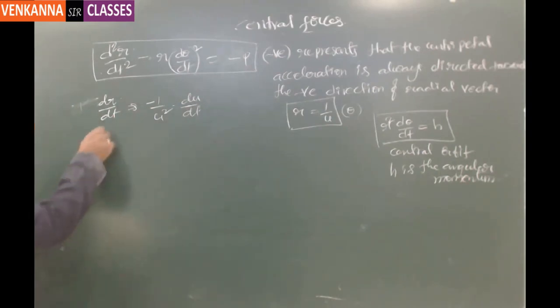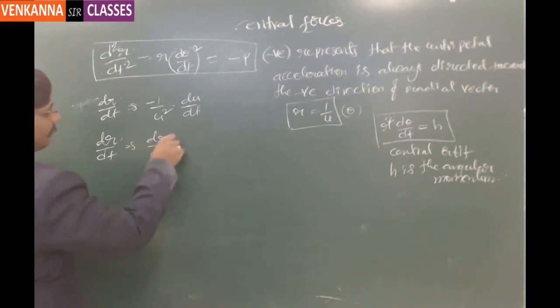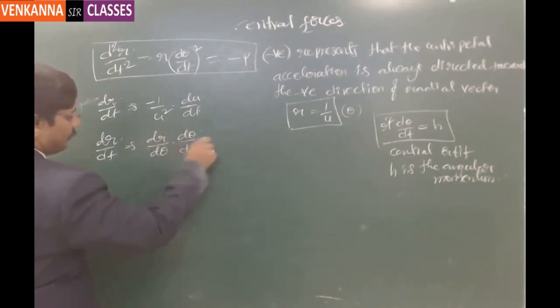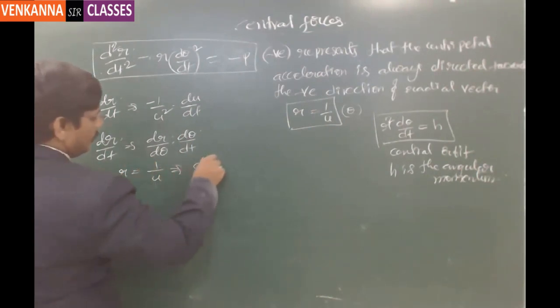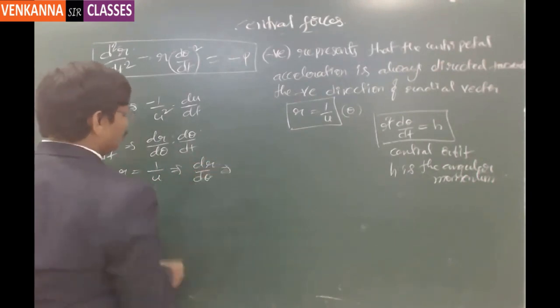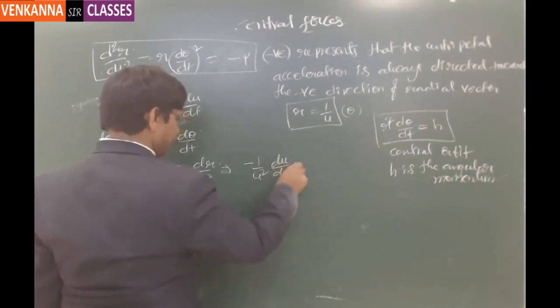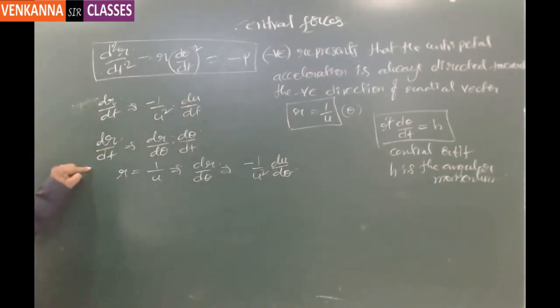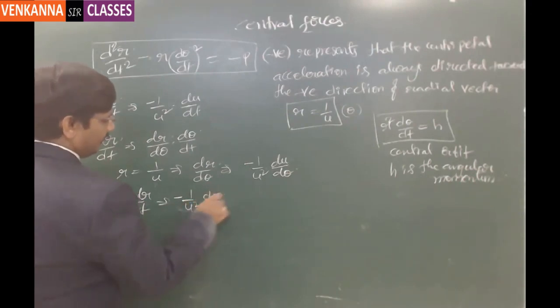Now here dr by dt can be expressed as dr by d theta into d theta by dt. So this is how you can express it. Now here dr by d theta you can express as, r is equal to 1 by u, it implies dr by d theta is equal to minus 1 by u square into du by d theta. So this is for dr by dt.